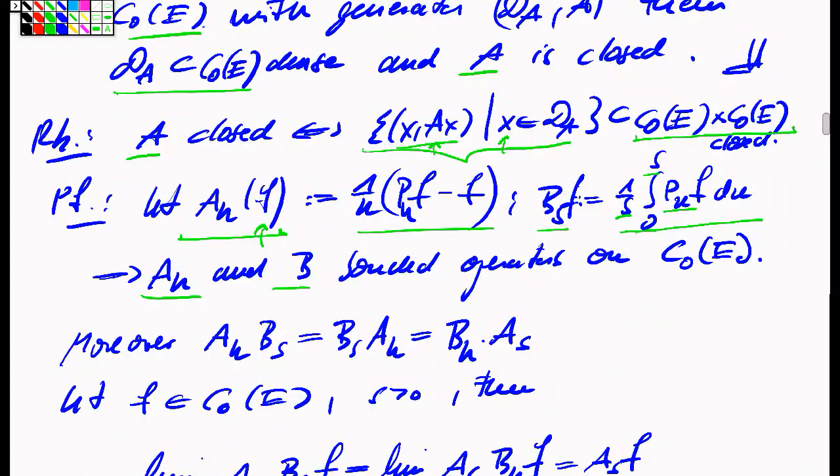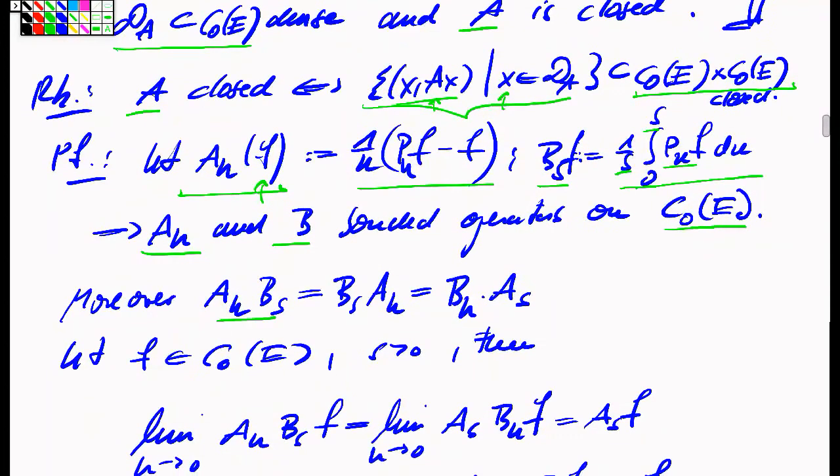Now, both operators A_H and B_H just involve finite constructions and finite convex combinations of this semigroup P_H. So therefore, both are bounded operators on this function space, so they can be applied to any function. They also commute.